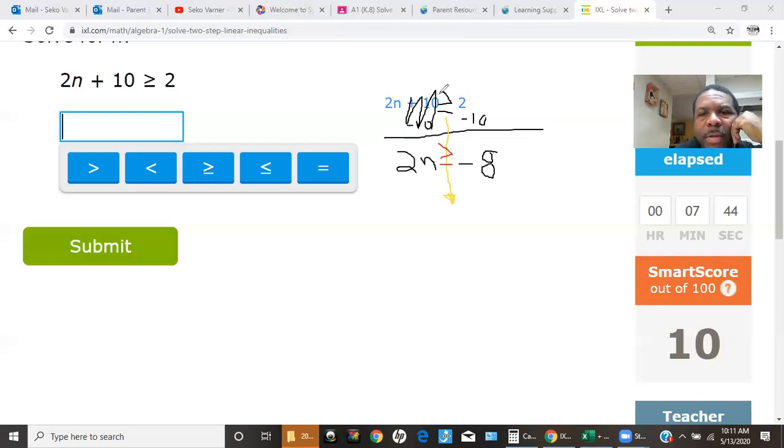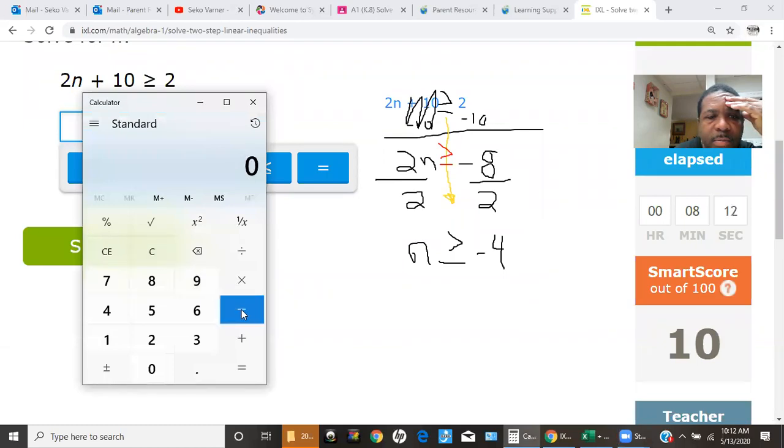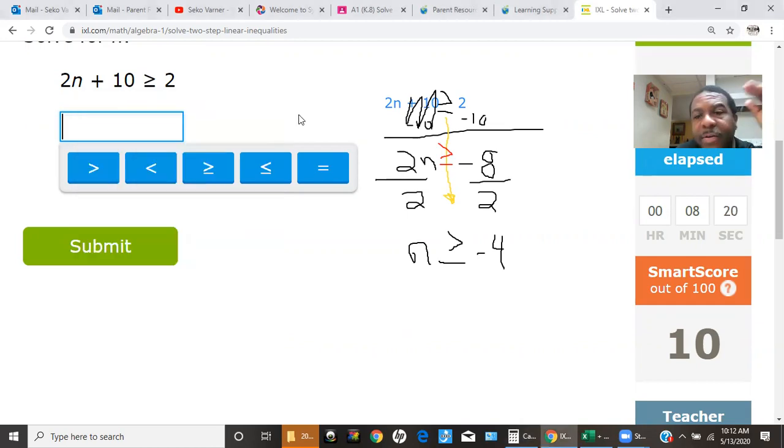Now what we want to do is isolate n. We want to have n by itself. So we're going to divide both sides by 2. And that's going to leave us with n is greater than or equal to, and -8 divided by 2 is going to give us -4. Let's be sure. -8 divided by 2, -4. Sometimes you have to be sure, all right?